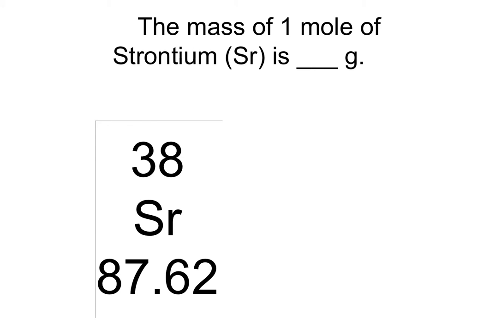So if I want to know the mass of 1 mole of strontium, Sr, on the periodic table, I look up Sr on the periodic table. You can see the atomic number and the atomic mass. The atomic mass is what we're going to be looking at. We're going to take the atomic mass and round it to a whole number. So the mass of 1 mole of strontium is 88 grams.